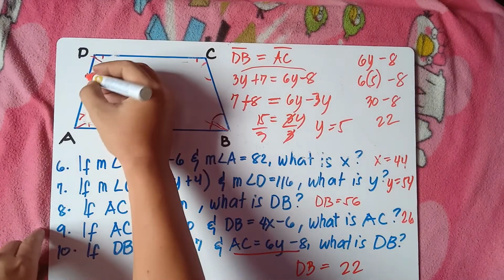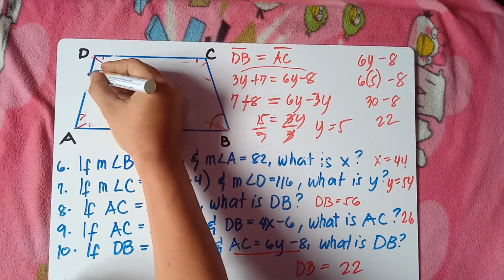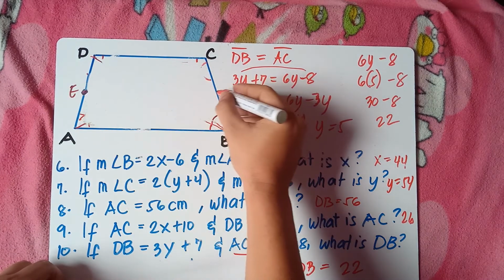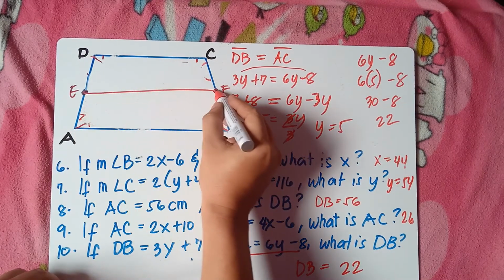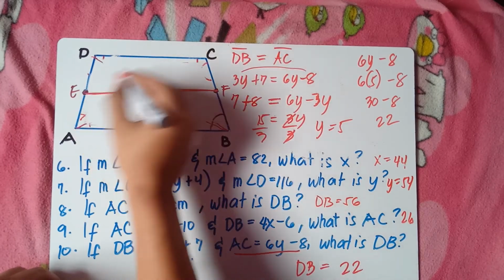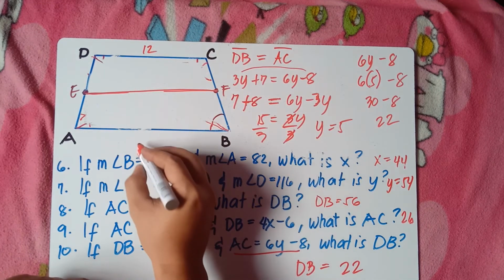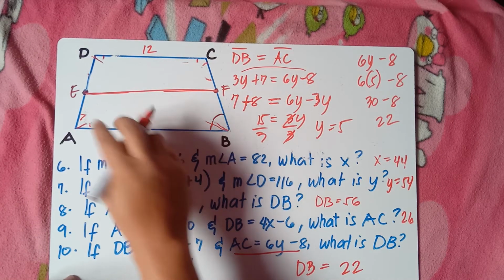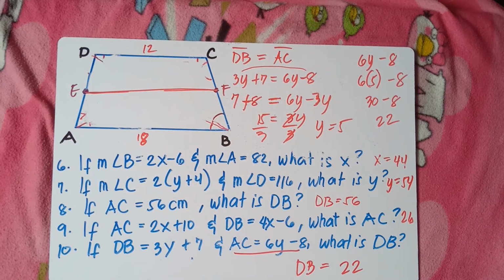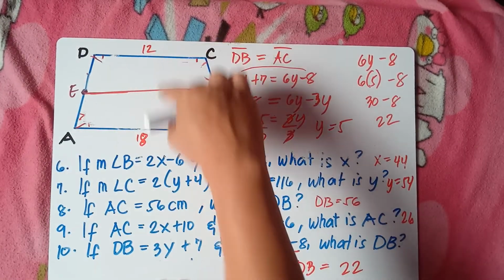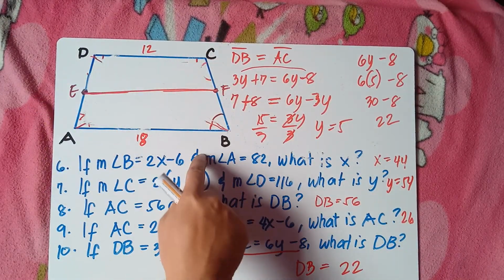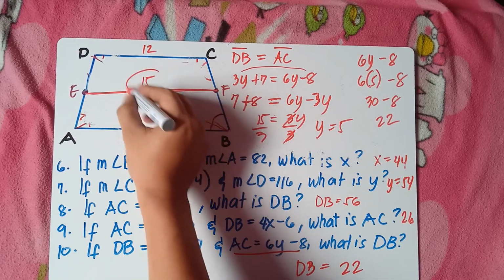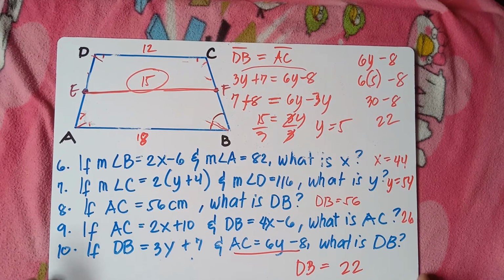So let's try one last example. E is the midpoint of DA, F is the midpoint of CB. You connect this line, and DC is 12, AB is 18. You are told to find EF. So to find EF, just simply add DC and AB. So 12 plus 18, that's 30. Divided by 2, the answer is 15. So EF is 15.